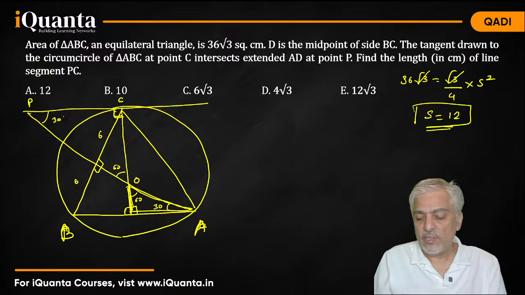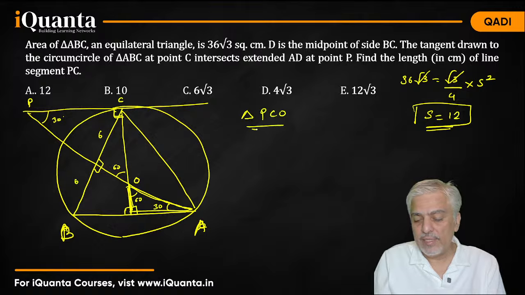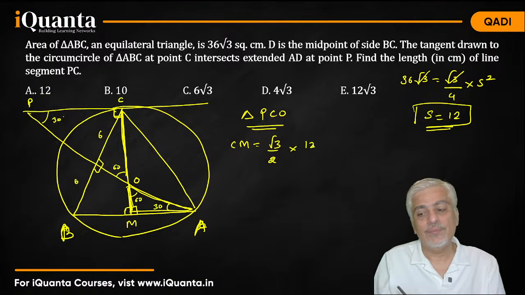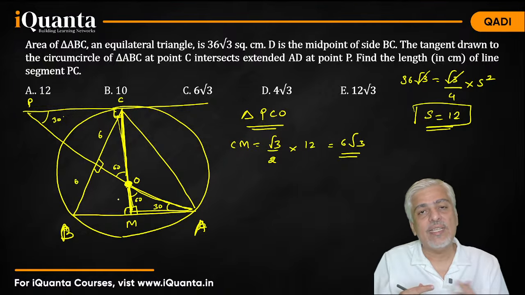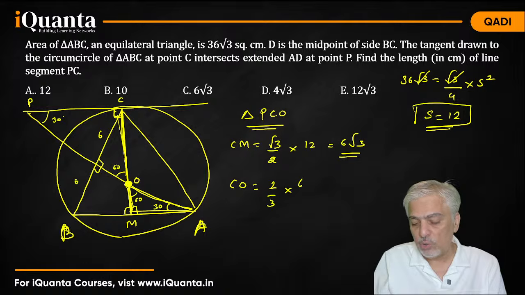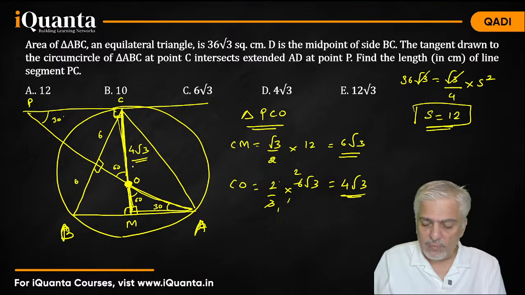Now, for triangle PCO, can I find at least one side? I think I can easily find CO, because if I find the height, if I call this as CM, CM is the height, height is root 3 upon 2 into side, which is 12. So CM is 6 root 3. How much is CO? This point is the centroid. The centroid divides the median in the ratio 2:1. So CO will be 2/3 of 6 root 3. Lot of different ways you can do this question in. One of the ways is this. This is 4 root 3. Once I got this 4 root 3, my question is over.